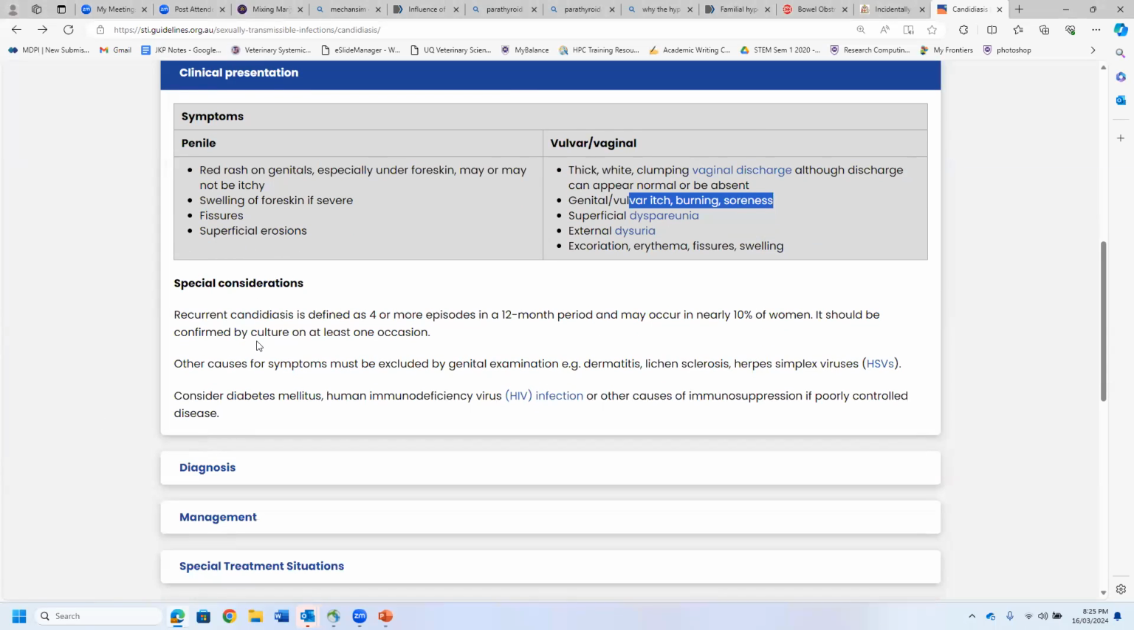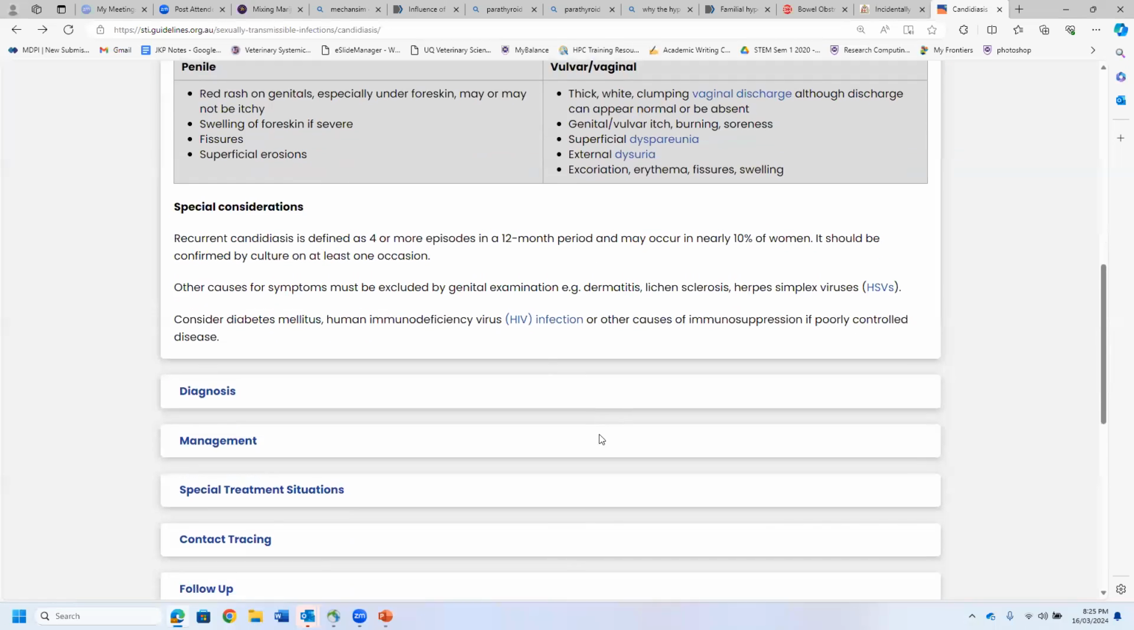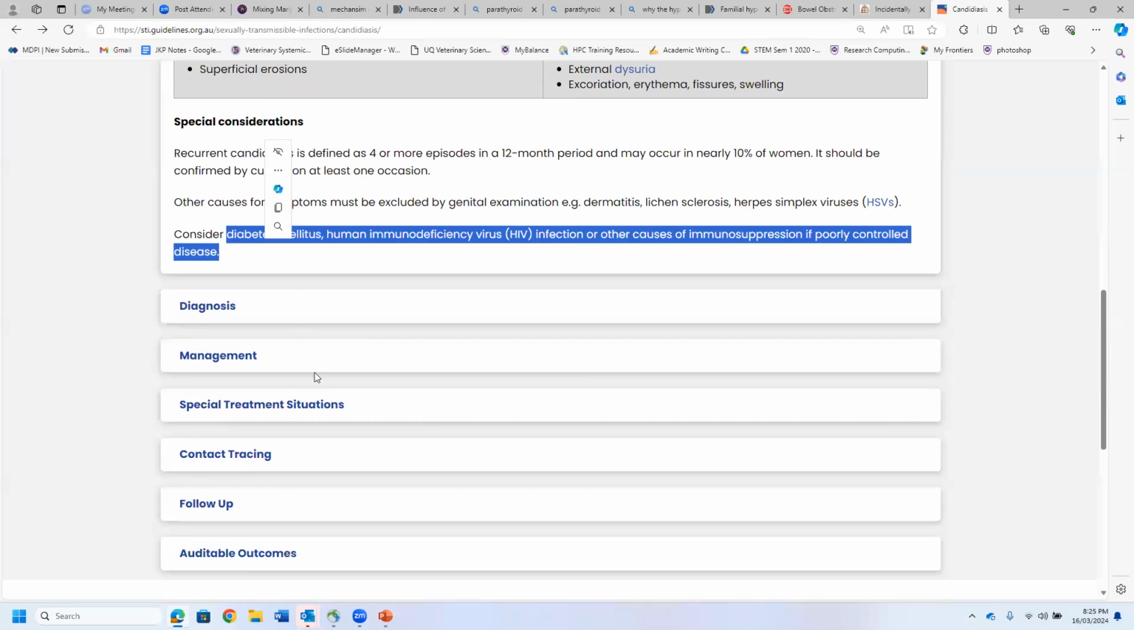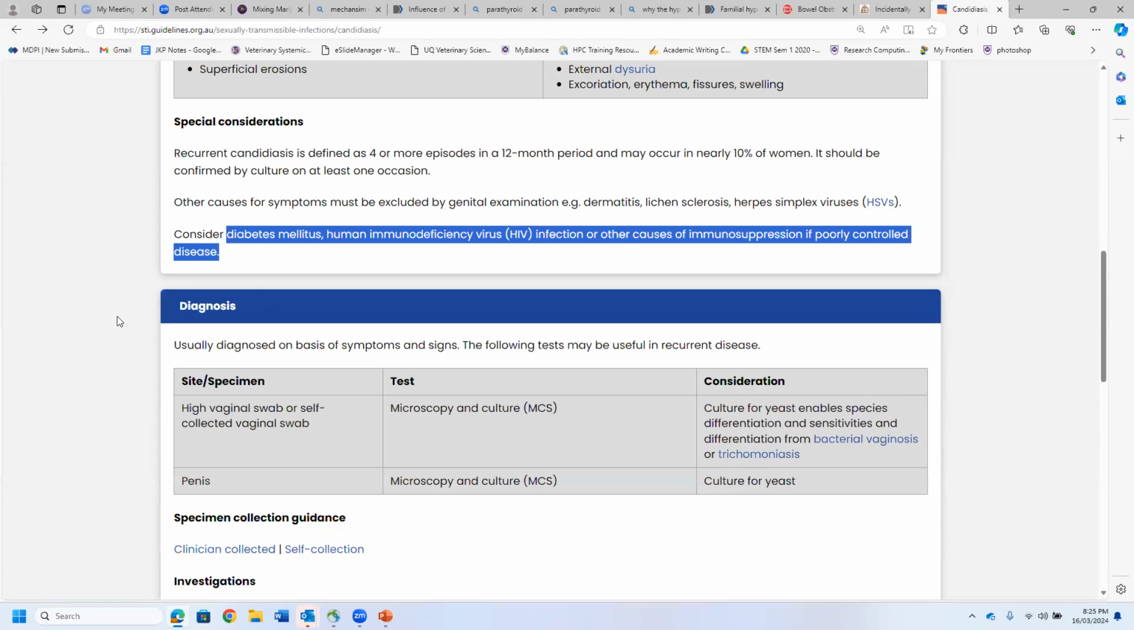Recurrent is important because it can happen. And when it happens recurrently, then you need to check whether the patient has any immunocompromised state, like rule out diabetes, rule out HIV, or rule out if the patient is on immunosuppressant therapies. So recurrent is if 4 or more episodes are happening in 1 year. So you need to rule out whether the patient has diabetes, HIV, or other immunosuppression.